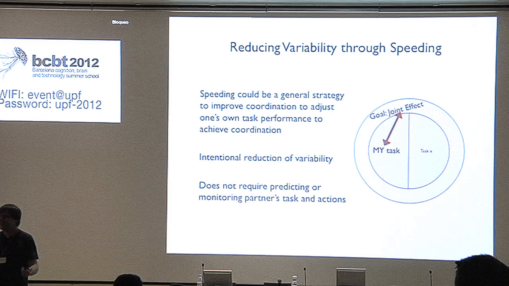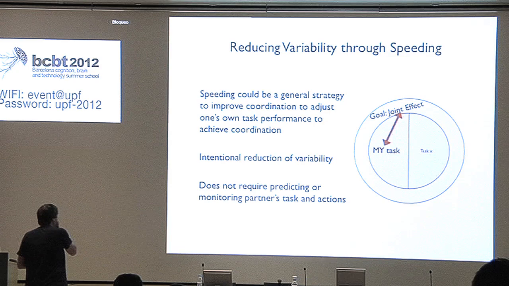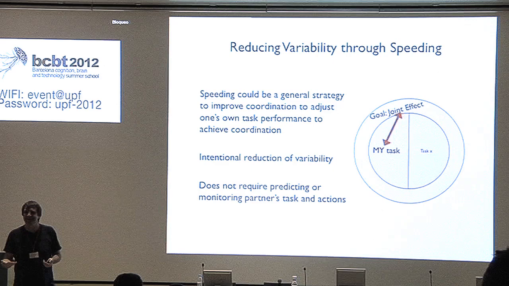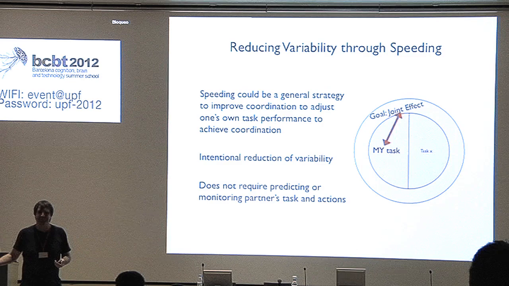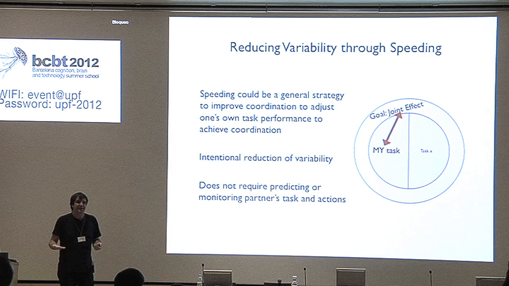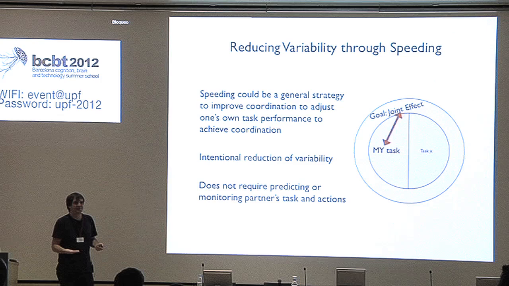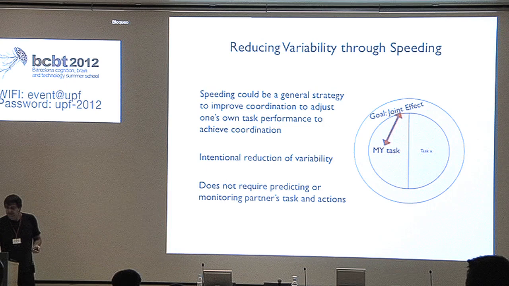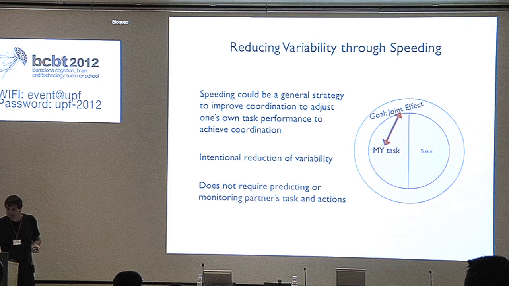We'll come to that. I just want to make the point that many people think that when you coordinate with one another, especially in the social cognition literature, it's very fashionable to think that you have to simulate the task of the other person. I believe that is also true, but there are simple and very general ways of changing your own performance in order to improve the likelihood of making coordination possible. That's a simple point here. Okay, so speeding up could be a general strategy to improve coordination, to adjust one's own task performance to achieve coordination. It could lead to an intentional reduction of variability. It does not require predicting or monitoring a partner's tasks and actions.